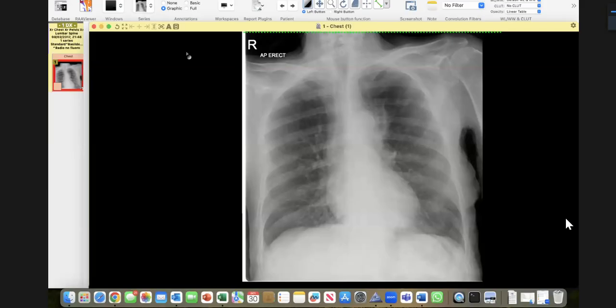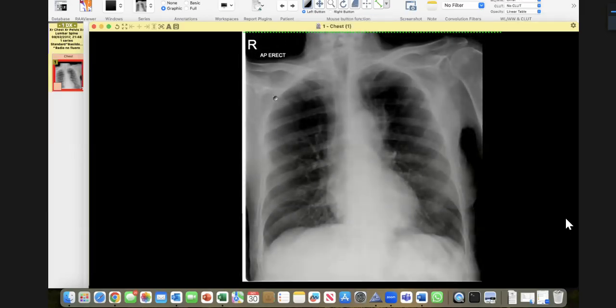Do you want to change the window? Yeah, maybe a little bit darker. I'm sorry, I'm just taking my time to examine the ribs because I cannot see any sclerotic lesions. However, I think the left eighth rib is slightly expanded here. However, I cannot really appreciate it.